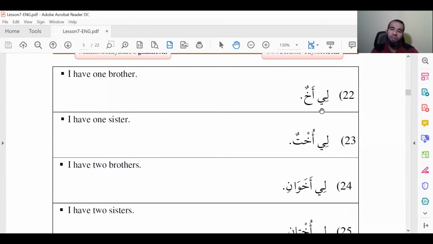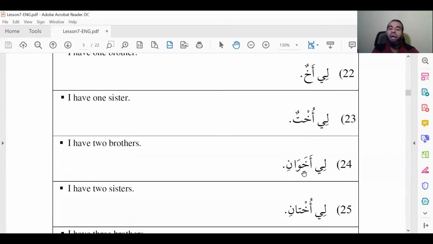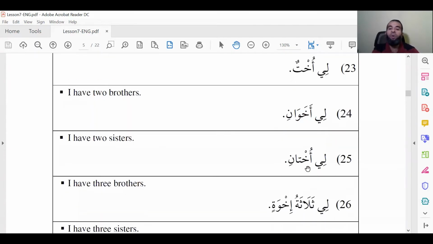بعد هذا I have a brother or one brother. Literally we say for me a brother. For me is لي أخ, and sister لي أخت. Two brothers لي أخوان, like this. This wow was not here, but we use it when we make the dual and also the plural, as we are going to see now inshallah. So لي two brothers is أخوان, and for sisters لي أختان.